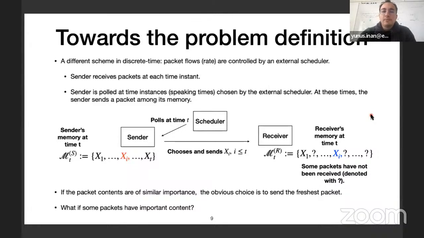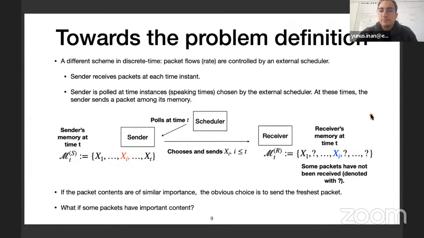After we describe the setting, we can slowly move towards the problem definition. In contrast to the previous case, we now consider a different scheme, which is in a discrete time setting. In this setting, we assume that the packet flows are controlled by an external scheduler.